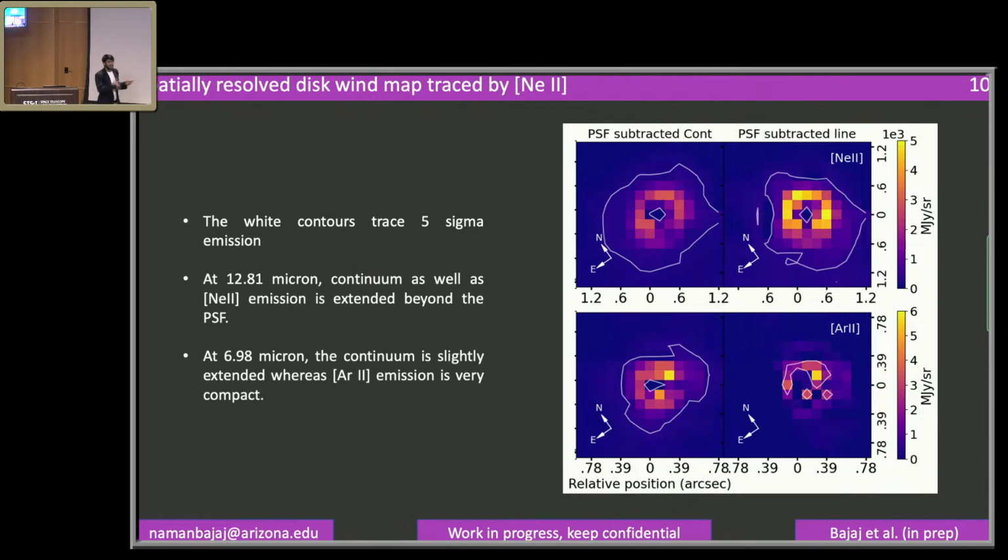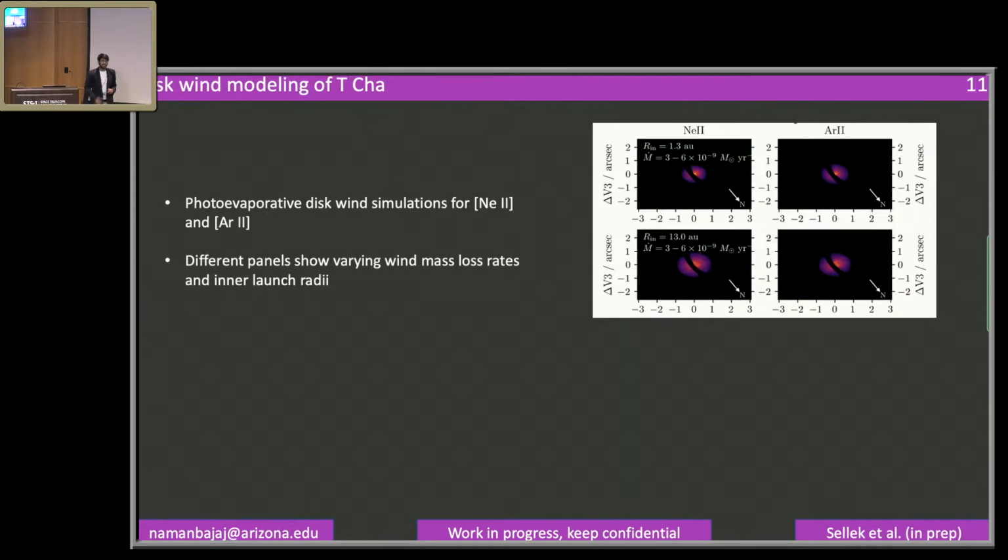Now, what can we learn? We know that the hypothesis was whether neon 2 is extended or not, but we can learn more because now we also have spatial information on argon 2. So Andrew Selleck, who is now joining Leiden University, is modeling these winds, and what he finds is for the low mass loss rates of the order of 10 to the power minus 9, and that is the mass loss rate, and Rn is essentially the wind launch radii, so at which radii the wind is being launched, for none of these do we see a significant difference in the spatial extent of neon 2 and argon 2.